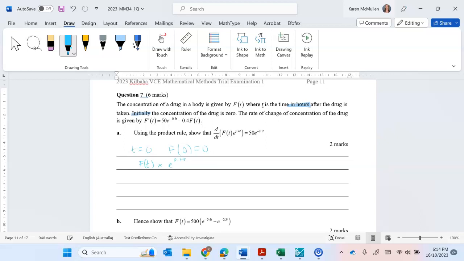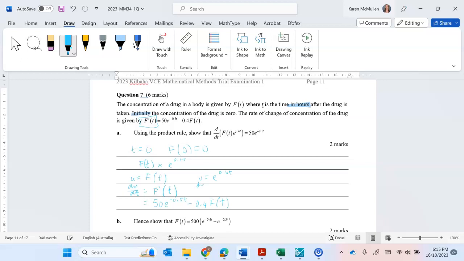So when we're using the product rule, we're going to let u equal f of t. So du/dt is equal to the derivative of that, which we don't know what it is, so we can just write f dash t. But you can see in the question it has told us what it is, so I'm going to write that down: 50e to the negative 0.5t minus 0.4 f of t. All right, and then v is equal to e to the power of 0.4t.